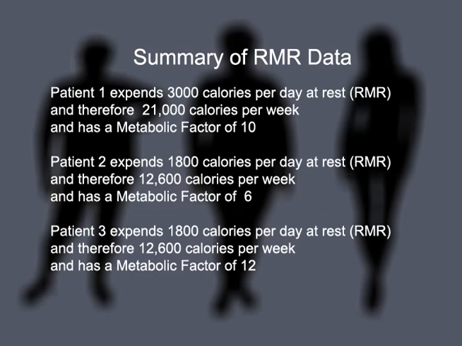Patient 1 expends 3,000 calories per day at rest, or 21,000 calories per week, and has a metabolic factor of 10. Patient 2 expends 1,800 calories per day at rest, or 12,600 calories per week, and has a metabolic factor of 6. Patient 3 expends 1,800 calories per day at rest, or 12,600 calories per week, and has a metabolic factor of 12.